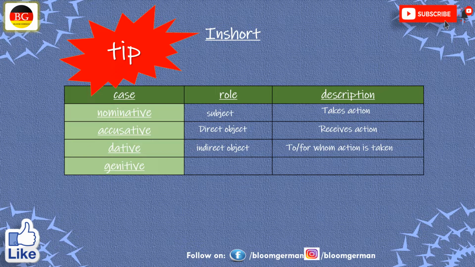Now move on to our another example, that is genitive. Genitive means possessiveness, belongingness. Description indicates the owner of someone or something. So I hope you have understood today's topic.